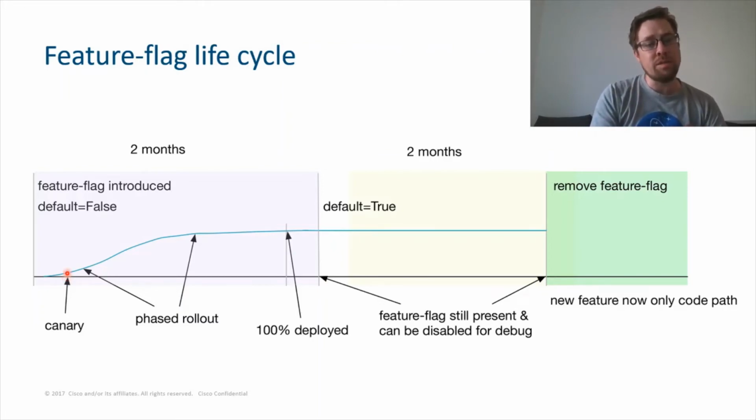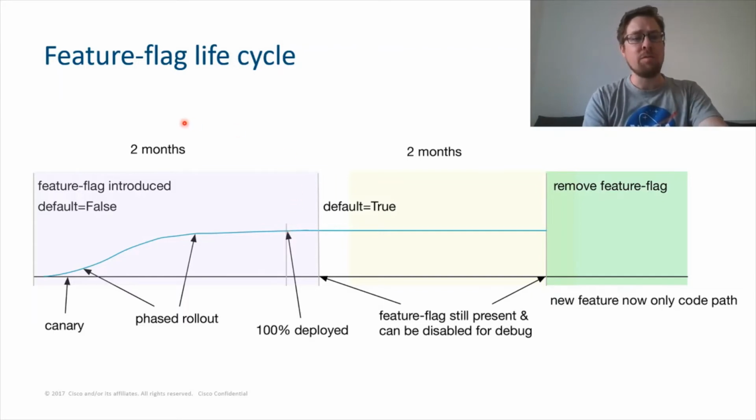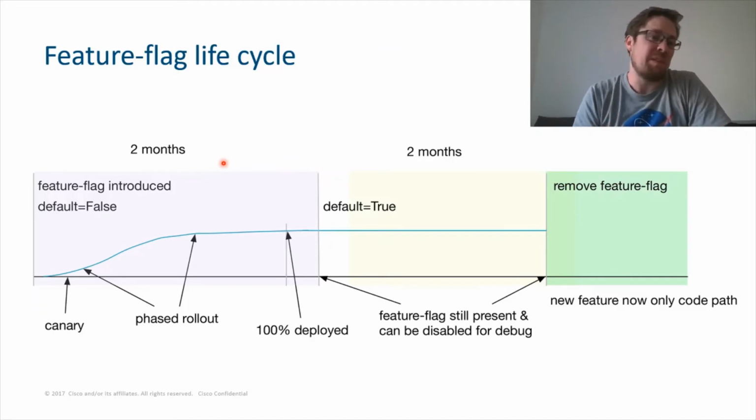And if we do see that it does indeed work well, we're going to start the phased rollout, and slowly but surely we're going to enable this across our network. And at some point, we're going to reach 100% deployed. So all the instances of this service that we have have the new feature enabled, right? I've written here 2 months. This is entirely subjective, right?